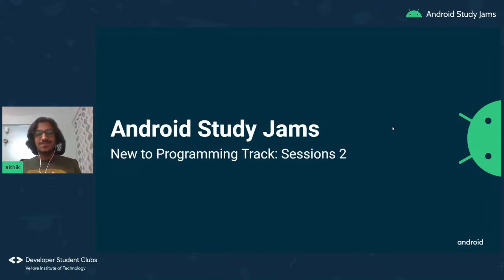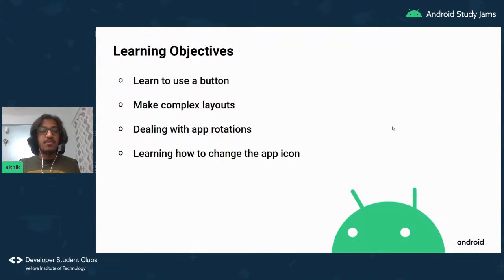Yeah. So, guys, this is session number 2 of Android Study Jams. And today is going to be full of action, really fast paced, and we'll be building two different apps in today's session. We'll be covering the first unit's fourth pathway and the second unit's first pathway. So, what is the plan for today? What are we going to learn? We are going to learn how to use a button in our Android app and integrate it with Kotlin's logic.